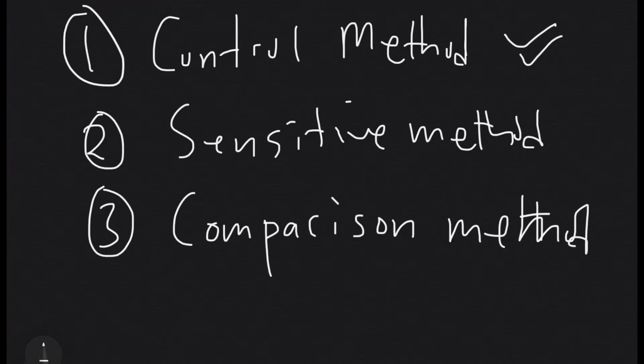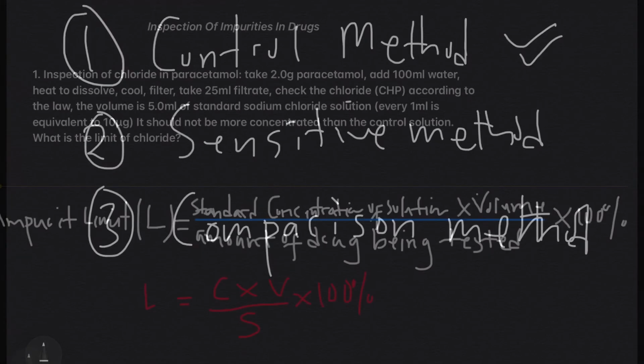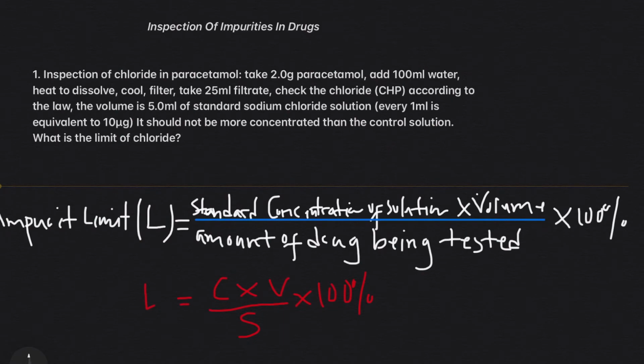So this was just a brief introduction to impurities. Let's get into the calculations. The equation of impurity limit is the standard concentration of the solution multiplied by the volume, divided by the amount of drug being tested, then the entire result multiplied by 100%. In abbreviation, L stands for impurity limit, C for the concentration, V for volume, and S for the amount of drug being tested, then multiplied by 100%.